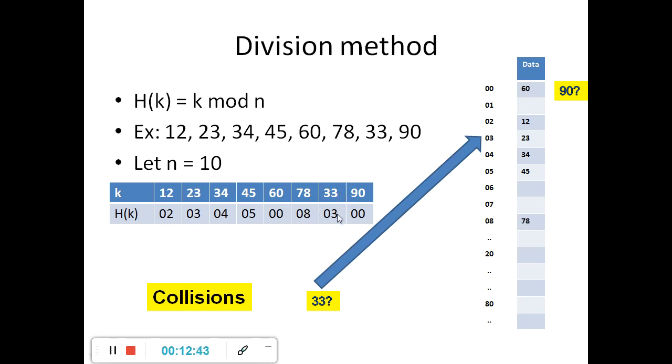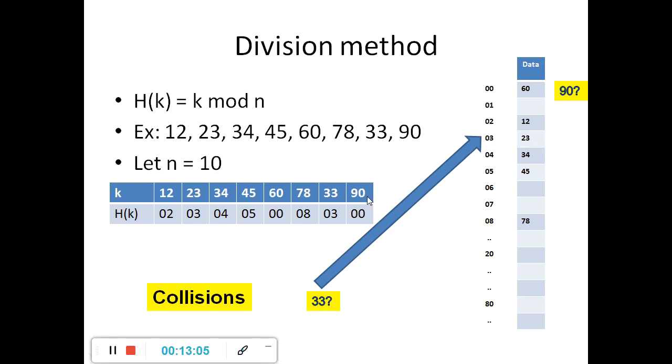Well, what is the problem? The problem is location 3 already has a data stored as 23 sometime back. So we say that there is a collision. Collision because multiple keys are getting mapped to the same hash address.